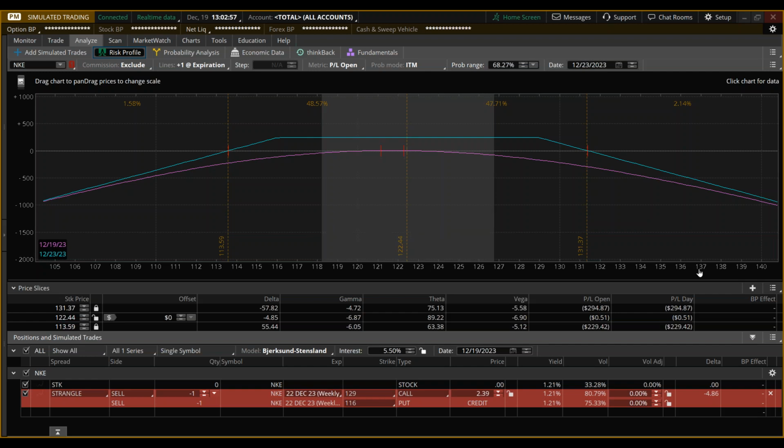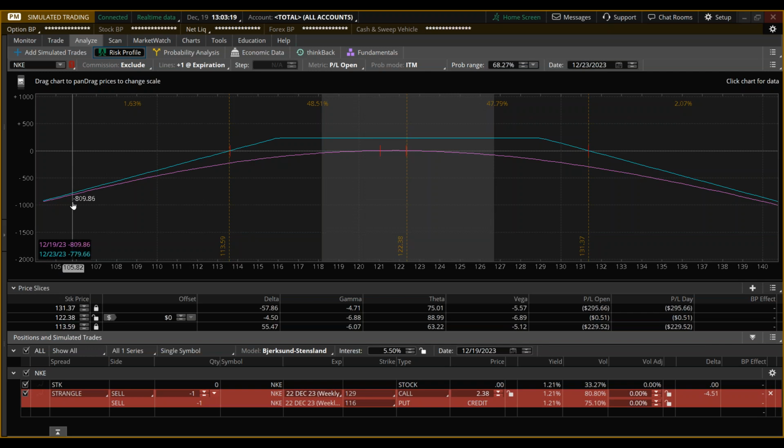However, the problem with this trade is that if, on the off chance, price goes beyond my break even, then my losses are theoretically, hypothetically unlimited, all the way to zero. So a huge move here.